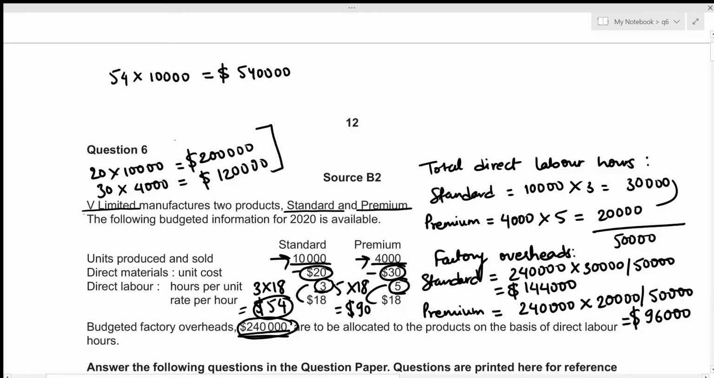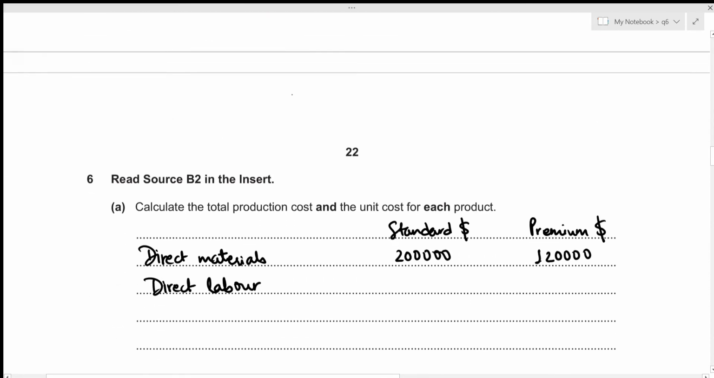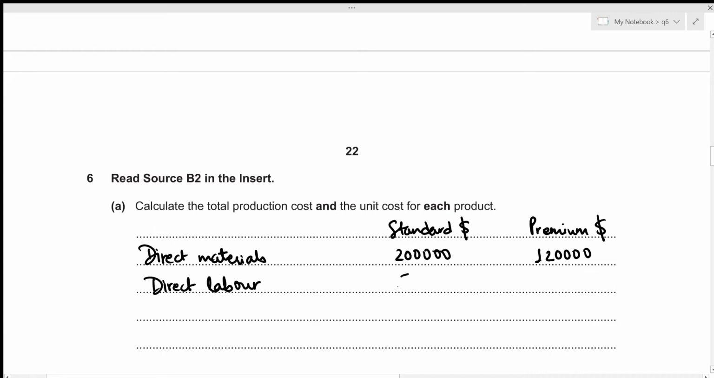Now we repeat the same process for premium. We know that the direct labor cost per unit is 90. And we require the direct labor cost for a total of 4,000 units. So we just multiply these together. And this gives our total labor cost for premium to be 360,000. Let's record these two values into our statement. So that's 540,000 for standard and 360,000 for premium.